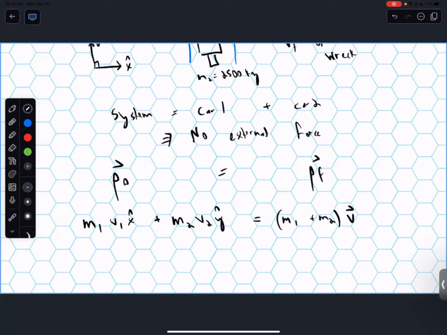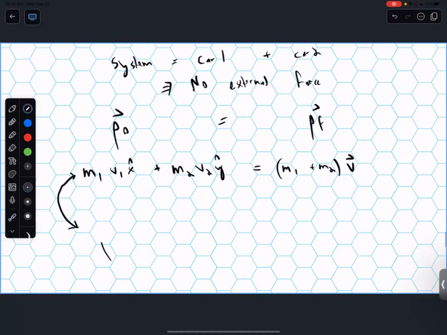But if I want, I can go ahead and write that in component form. So an equivalent way of writing down a vector addition problem is to split it into components. So let's go ahead and do that. I'm going to start by writing the x component and the y component, because there's just the two components in this problem. If I write that in component form, the initial momentum along the x direction is just m1 v1 x hat. The other car moves along the y hat direction, so I don't have to worry about it here.